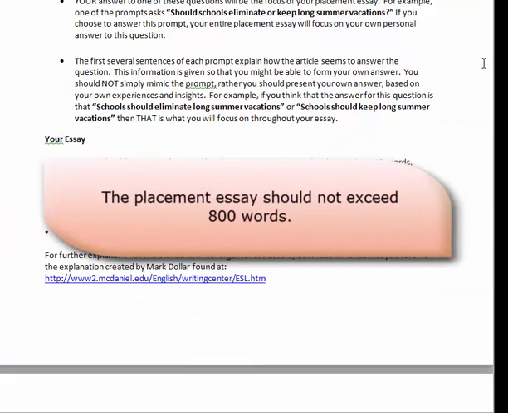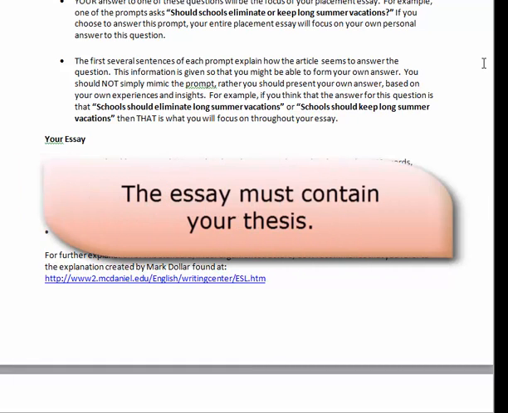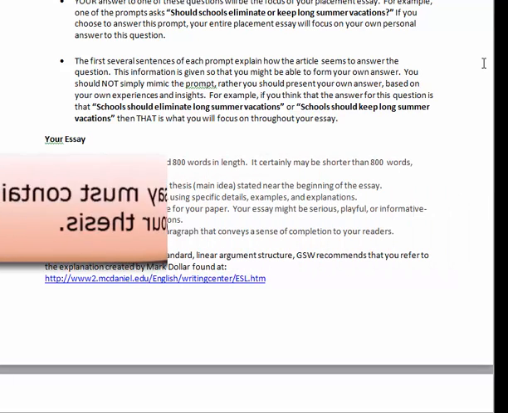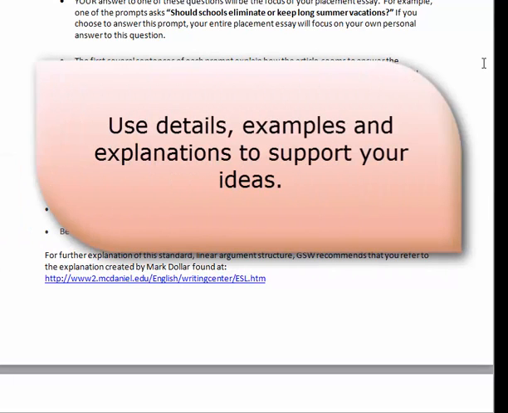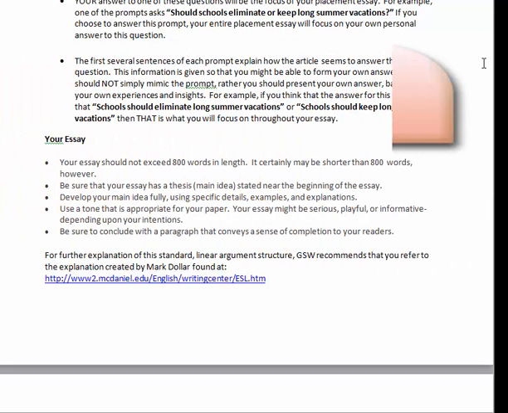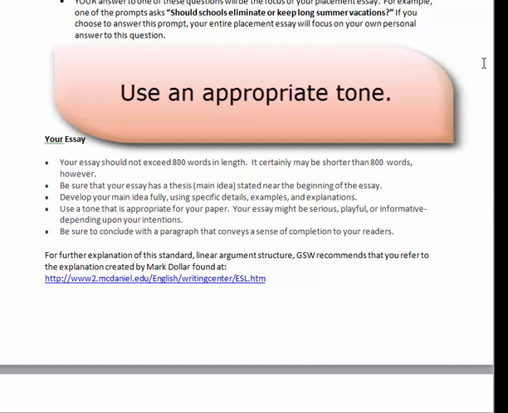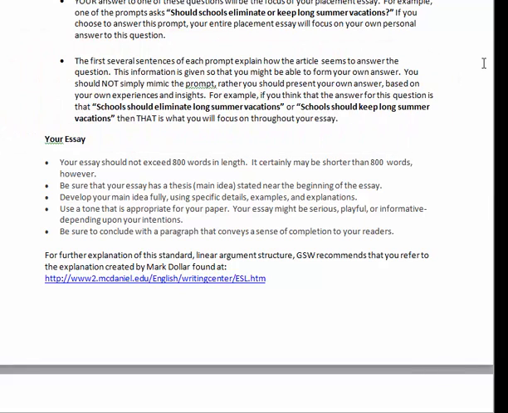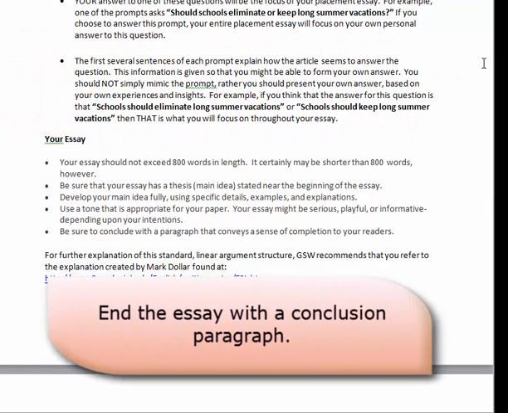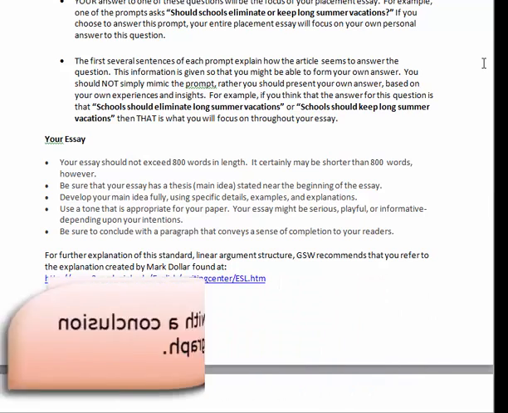The essay itself should not exceed 800 words in length. It may certainly be shorter than 800 words, but not longer. Be sure that your essay has a thesis or a main idea stated near the beginning of the essay. Develop your main idea fully using specific details, examples, and explanations. Use a tone that's appropriate for your paper. Your essay might be serious, playful, or informative depending upon your intentions. Be sure to conclude with a paragraph that conveys a sense of completion to your readers.